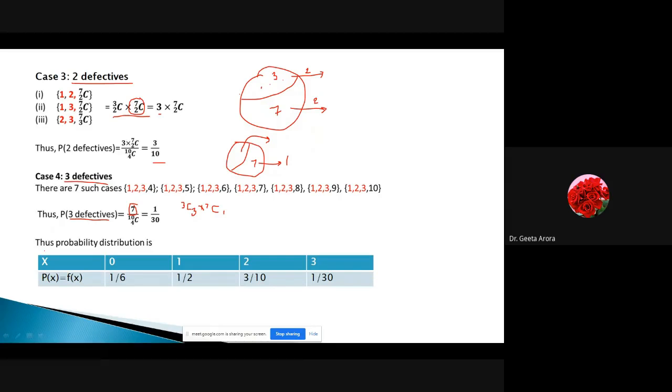Correct? So why have we calculated these 4 cases? Because we have to calculate the probability distribution that we have discussed. Probability distribution means whatever values a random variable can take, we have to calculate their probabilities and make it as a table. So whatever the probabilities are, we have written over here 1 by 6, 1 by 2, 3 by 10 and 1 by 30. And hence this is the probability distribution of the case when we are talking about a total of 10 items, 3 are defective, and in how many ways we can select 4 items. So here 0, 1, 2 or 3 can be defective. So this is how we have done.